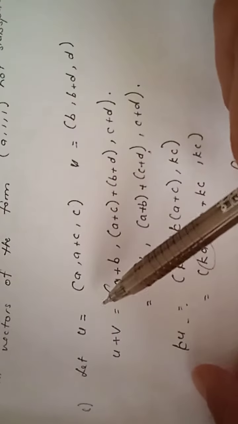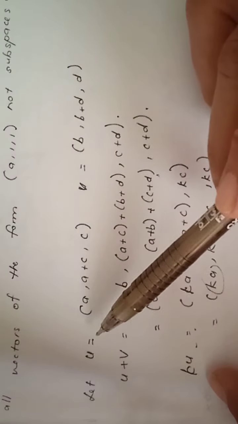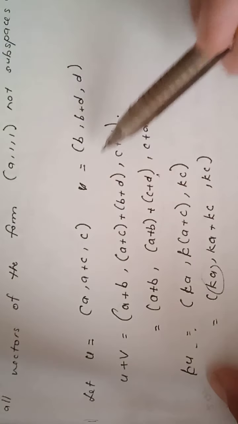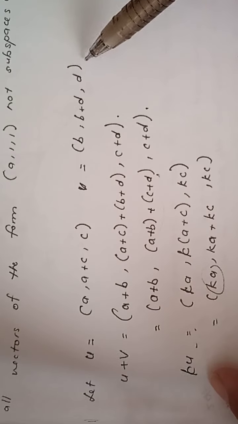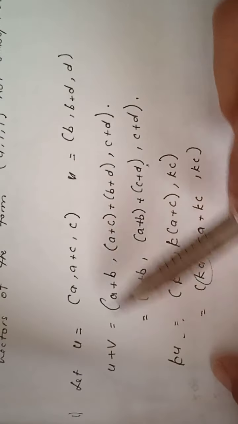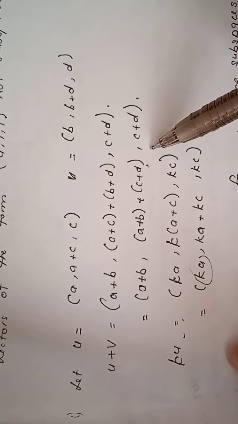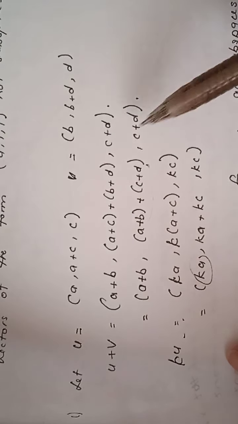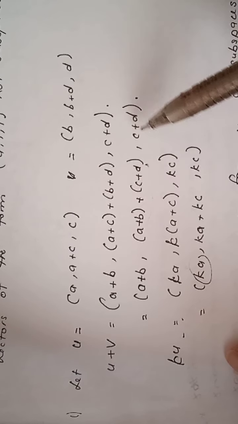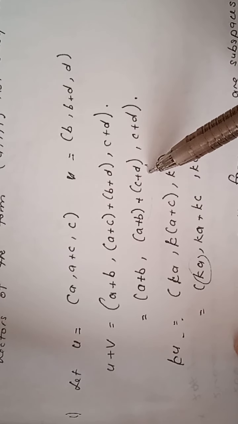Okay, another example. Check whether U and V of this type form a subspace or not. Let U be (a, a plus c, c) in R3, and V be (b, b plus d, d) in R3. If we add the components of U plus V, we have the first component a plus b, the third component c plus d, and the second component a plus b plus c plus d.